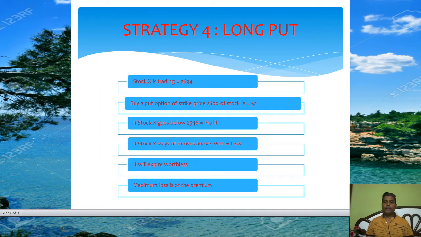Now let us try to understand this with the help of an example. If the spot price of stock X is at 2694 and we buy the put option of strike price 2600 at a premium of 52, then if the spot price of stock X goes below 2548, the buyer will make a profit. Whereas if stock X remains at 2600 or rises above 2600, the buyer will start making a loss. In this situation, the buyer will not exercise the option and it will expire worthless. So the maximum loss in this strategy is the option premium.